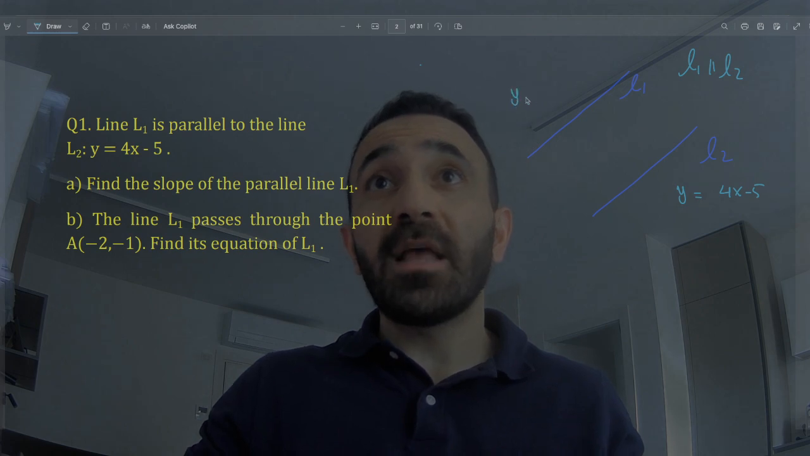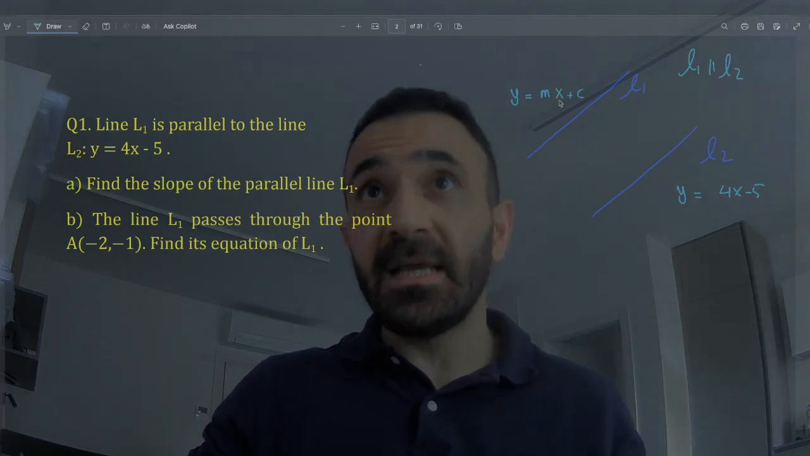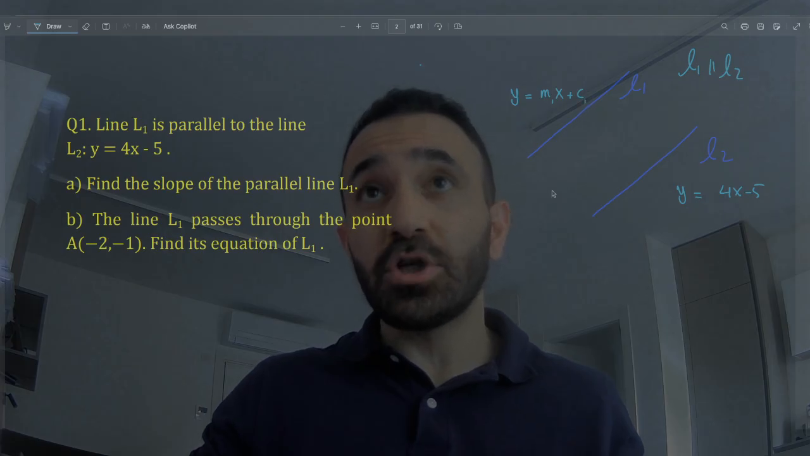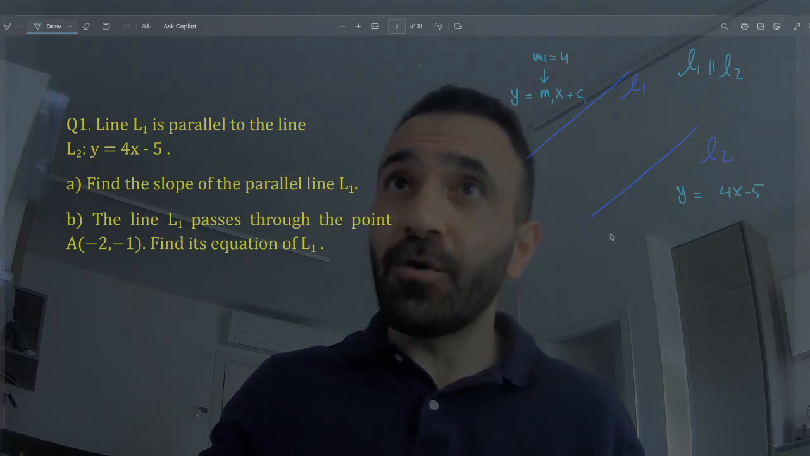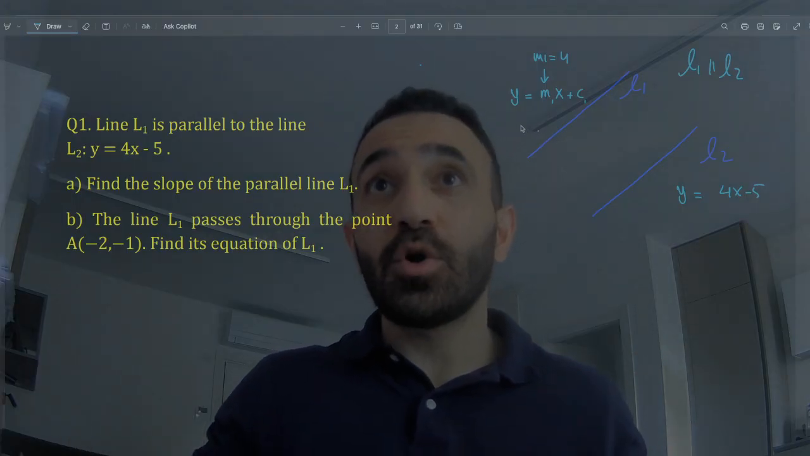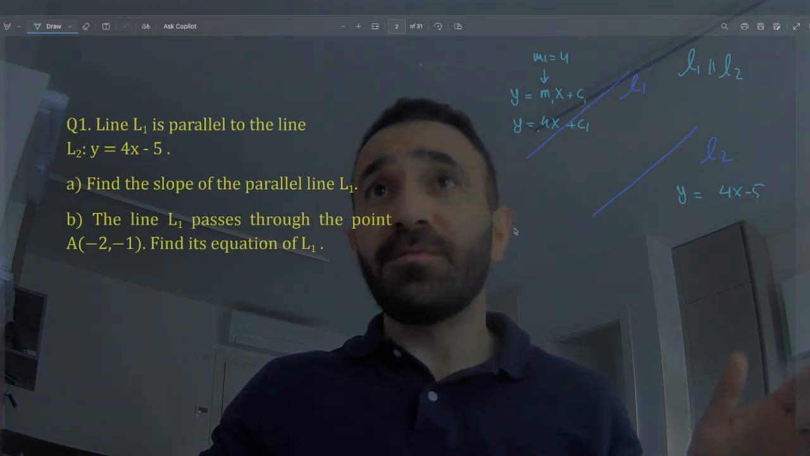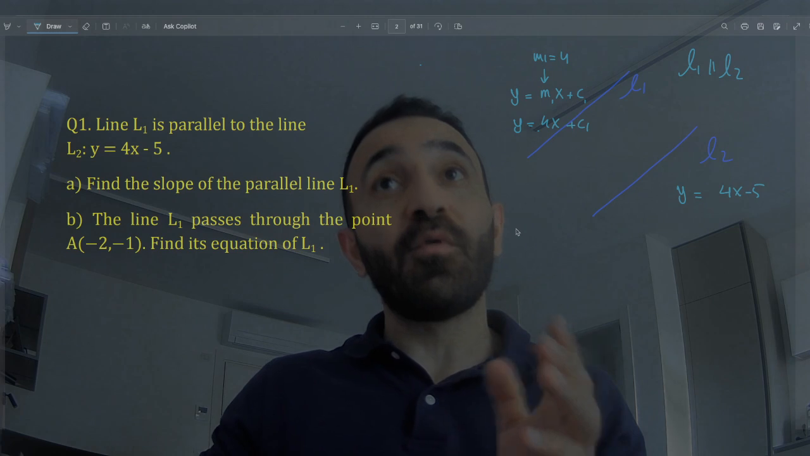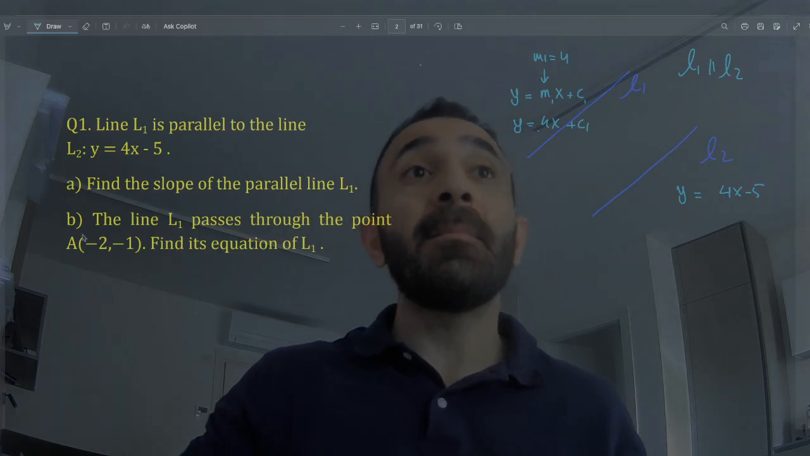The general equation of any line is y equals mx plus c. I'll label them as 1 just to make sure that we're talking about line 1. So we already know that m1 equals 4, because two parallel lines have the same slope, the same gradient. So y equals 4x plus c1. Great, we already know the value of the slope of line 1. But what about c1, the y-intercept of line 1?